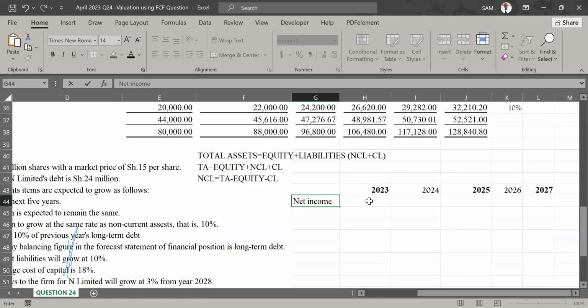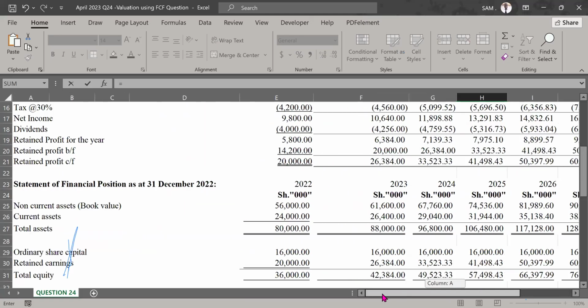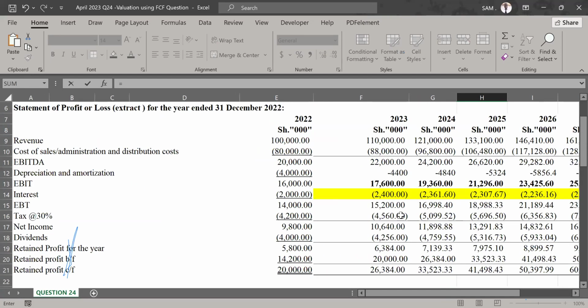Now, in our model statement, let me put an equal sign, then we go to 2023. In our model statement of profit or loss in 2023, what is our net income? You can see our net income is here and it is 10,640. That is the line for net income. So we pick that net income and bring it. The income we are picking is before dividends. That is the net income before dividends. But it comes after.